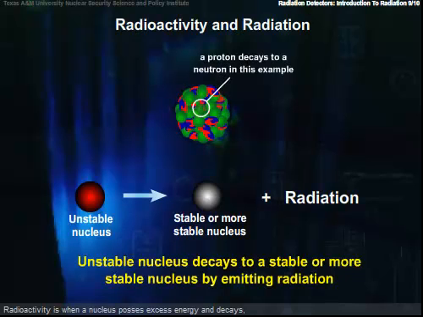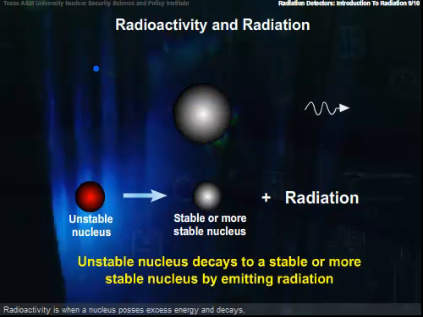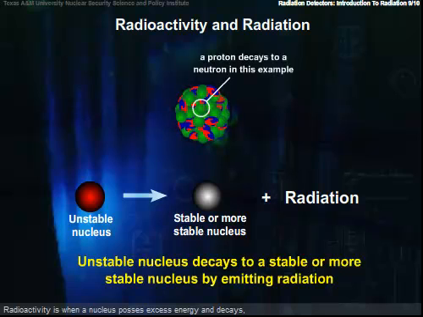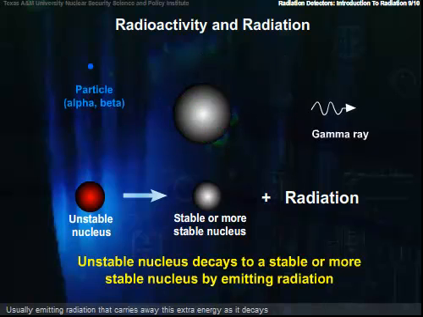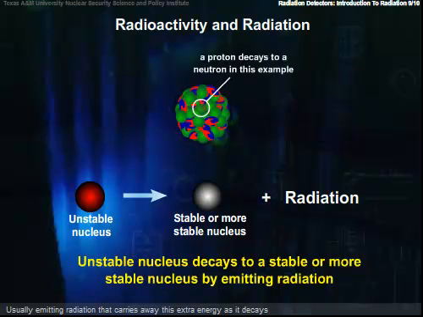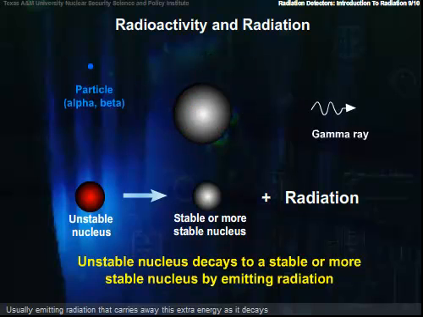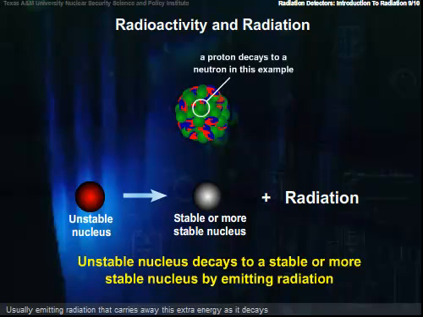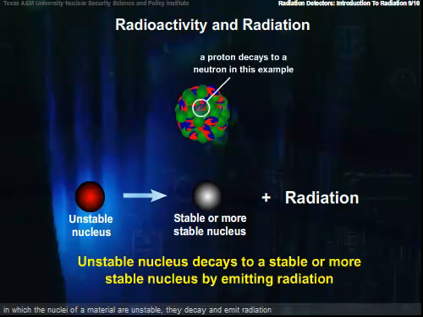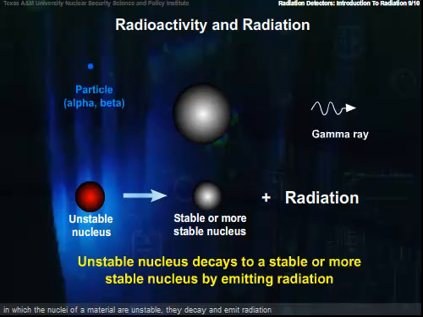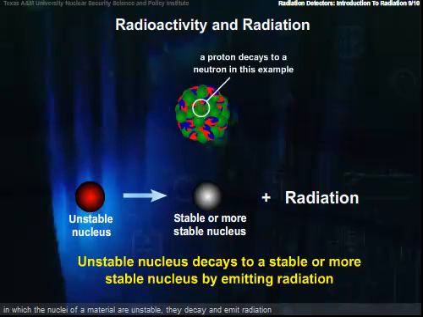Radioactivity is when a nucleus possesses excess energy and decays, meaning changes nuclei in some way, to reach a more stable state that has lower energy, usually emitting radiation, that is, some or all of this extra energy, as it decays. Said another way, without all the hair splitting, radioactivity is a condition in which the nuclei of a material are unstable, they decay, and emit radiation.